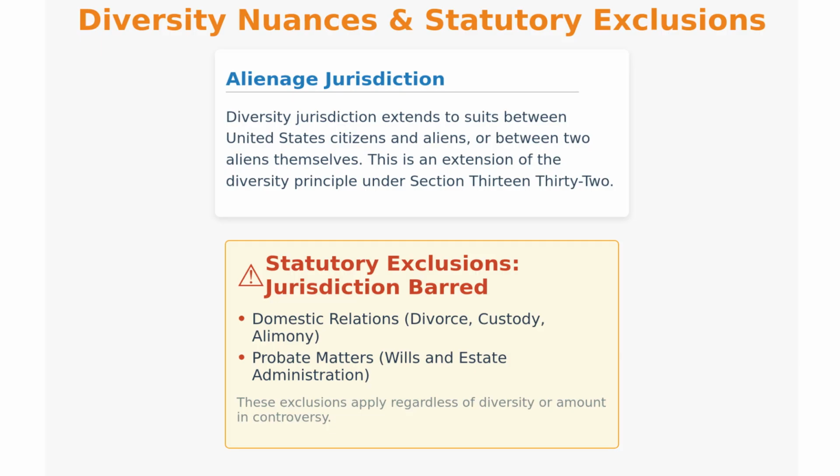However, even if both diversity and the amount in controversy are met, Congress has carved out specific statutory exceptions where diversity jurisdiction is explicitly barred. These exceptions apply regardless of how diverse the parties are or how large the claim is. Key examples tested on the Uniform Bar Examination include matters of domestic relations, such as divorce, child custody, and alimony. Additionally, probate matters, concerning the administration of wills and estates, are also excluded from federal diversity jurisdiction. These limitations ensure federal courts do not intrude upon traditional state court competencies.